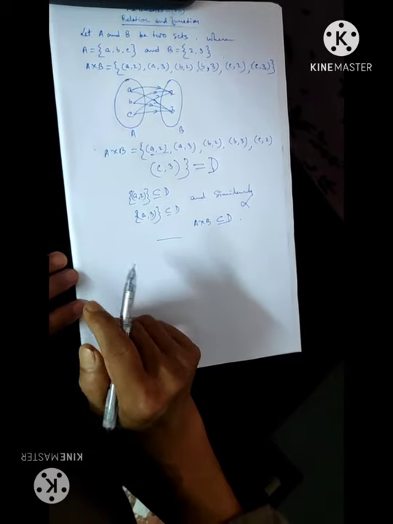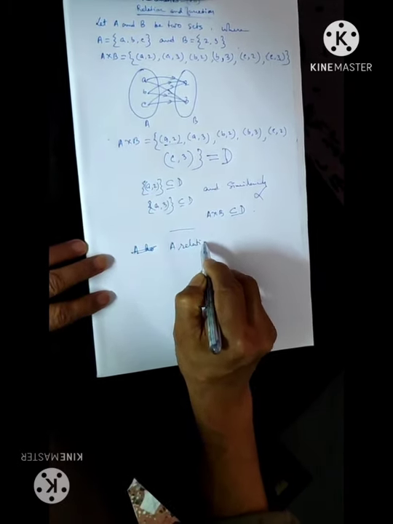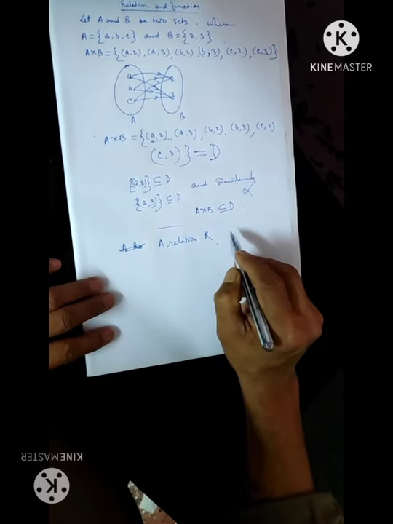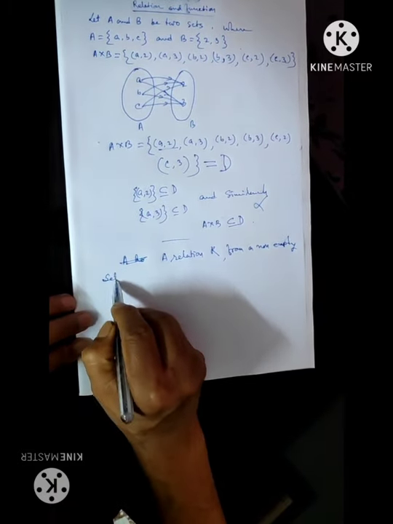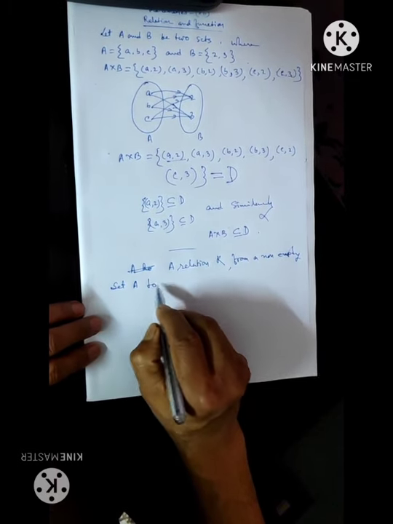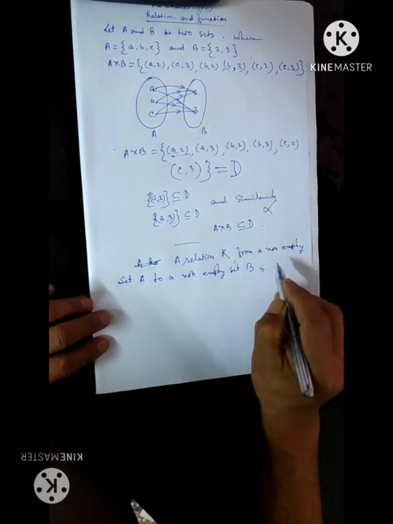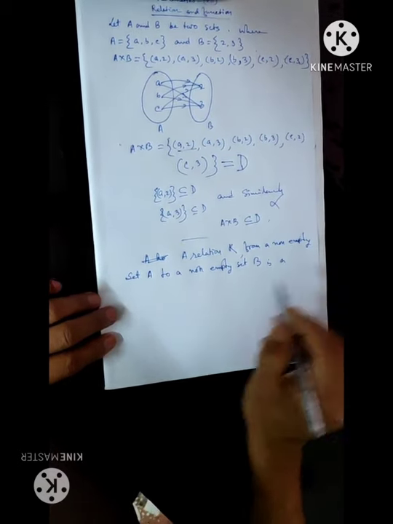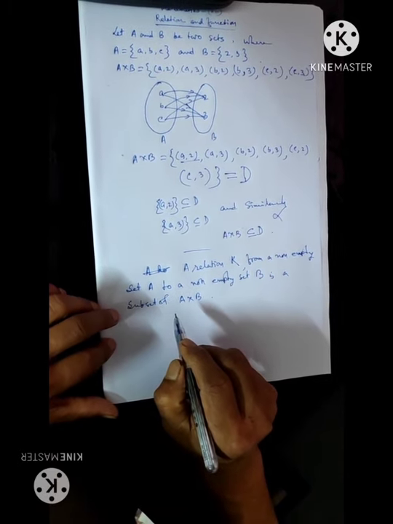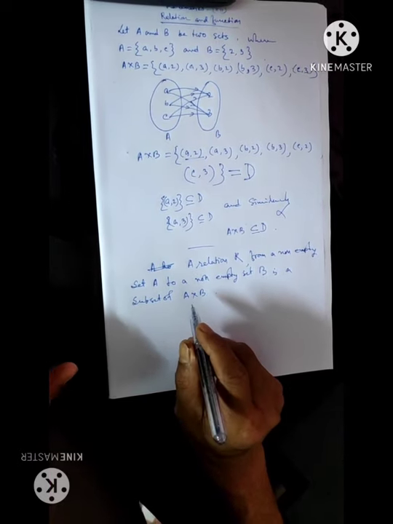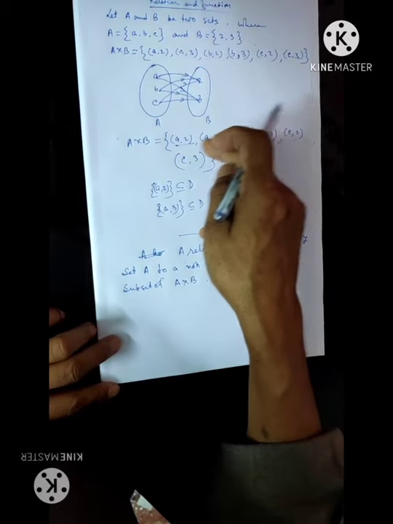Now we come to the definition of relations. A relation from a non-empty set A to a non-empty set B is a subset of A cross B, in the ordered pair, where the second element is the image of the first element, which we have got in the early stage.